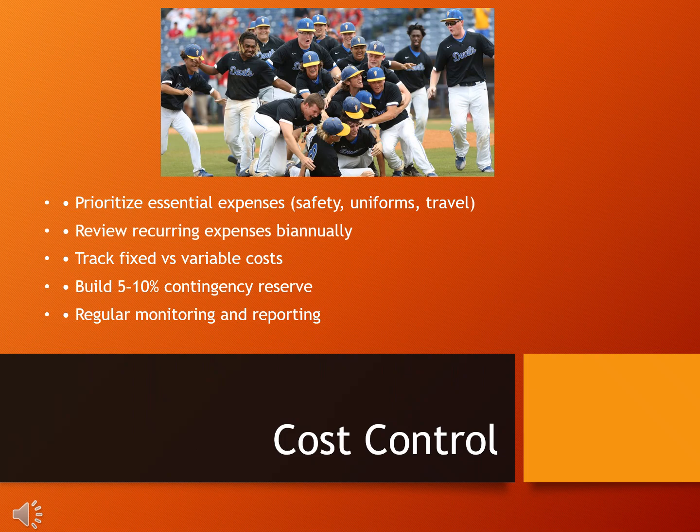Fourth, a contingency plan will be made. The baseball team will build a small contingency reserve to absorb unexpected costs rather than relying on mid-season fundraisers. 5 to 10% of the projected budget will be tucked away. Fifth, regular monitoring and reporting. Monthly or quarterly budget reviews will compare actual income, expenses, and the budget.